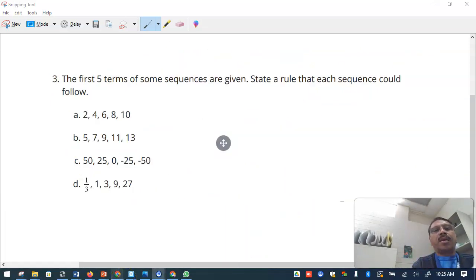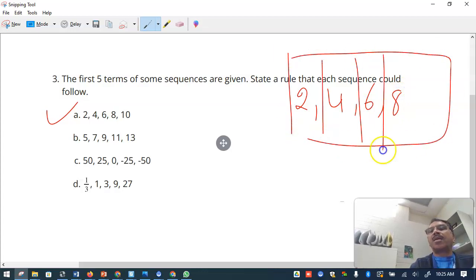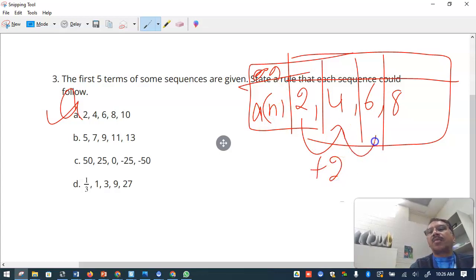Okay, here you're given the first 5. So what do you think is the rule here? The first one is 2. So you get 2, 4, 6, 8. And you can clearly see I can make a table out of this. I can just write n and a n, and you can see it goes by plus 2. So the rule is there is a rate of change. Each time we are adding plus 2, that is d.